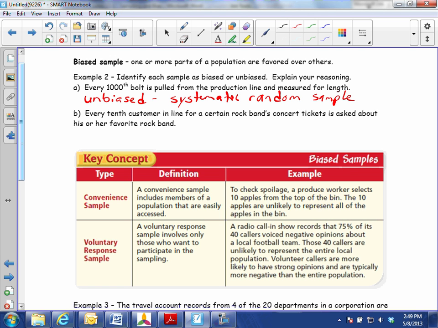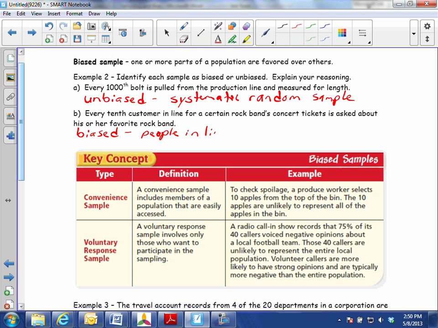Okay, part B says every 10th customer in line for a certain rock band's concert tickets is asked about his or her favorite rock band. Biased. Why? Because they're already buying tickets for a specific rock band. They're going to their favorites, and so more than likely that's at least one of their favorites. Yeah, biased.